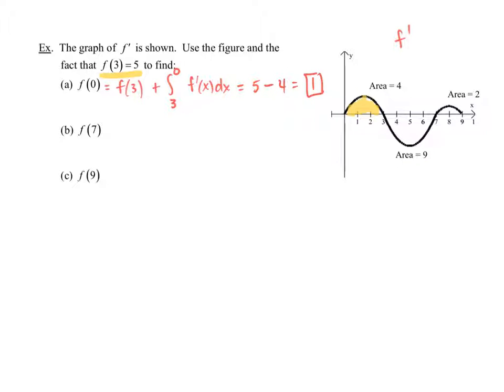Okay, so hopefully that makes sense. If I integrate backwards, from 3 to 0 would be considered backwards, since that lower bound is bigger than my upper bound, then I'm actually going to have to subtract that area of 4.